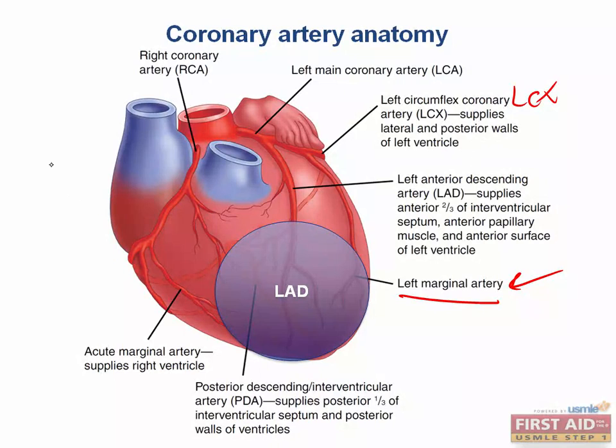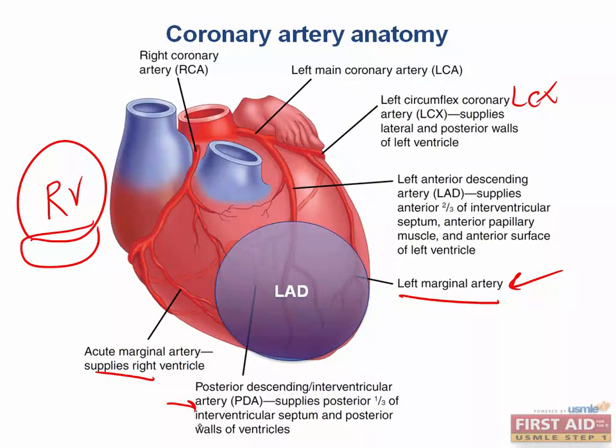The right coronary artery comes down and gives off the acute marginal branches that supply the right ventricle, and then it gives off the posterior descending artery, which supplies the posterior 1/3 of the interventricular septum and the posterior aspect of the right ventricle.